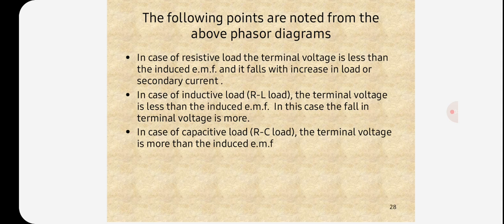So a few points are noted from the above phasor diagrams. In case of resistive load, the terminal voltage is less than the induced EMF and it falls with increase in load or secondary current. In case of inductive load, RL load, the terminal voltage is less than the induced EMF. In this case, the fall in terminal voltage is more. In case of capacitive load, RC load, the terminal voltage is more than the induced EMF.